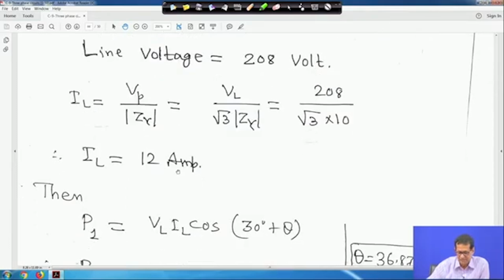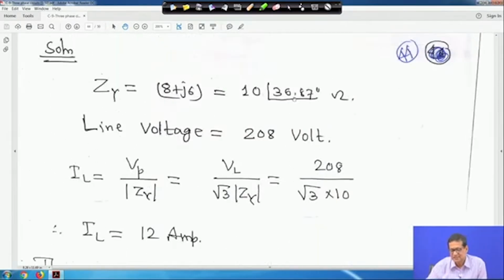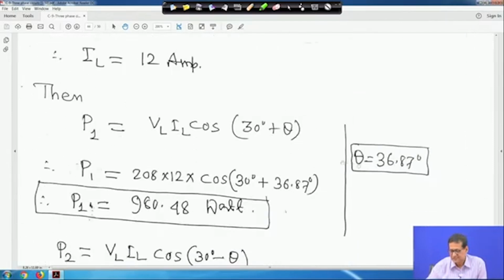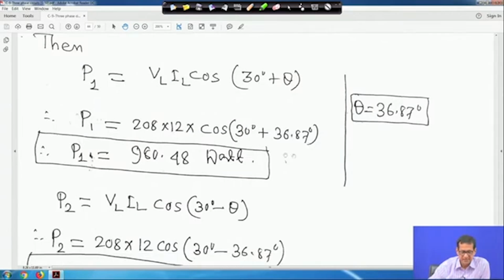So, IL magnitude is 12 ampere. Therefore, P1 is equal to VL IL cos(30 degree plus theta), and this theta is equal to 36.87 degree. So theta is equal to 36.87 degree, as written here. Therefore, P1 is equal to 208 times the line current we got, 12, times cosine(30 plus 36.87 degree). So, P1 is equal to 980.48 watt.